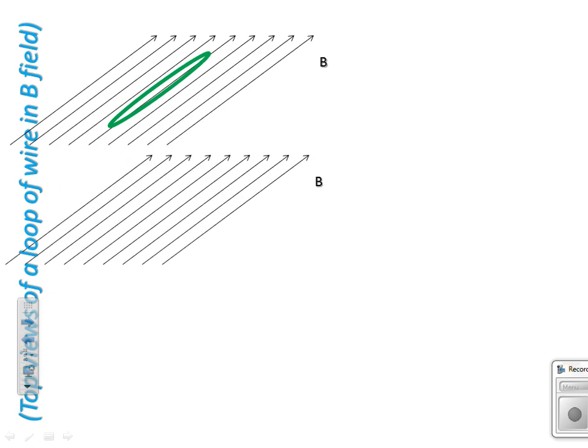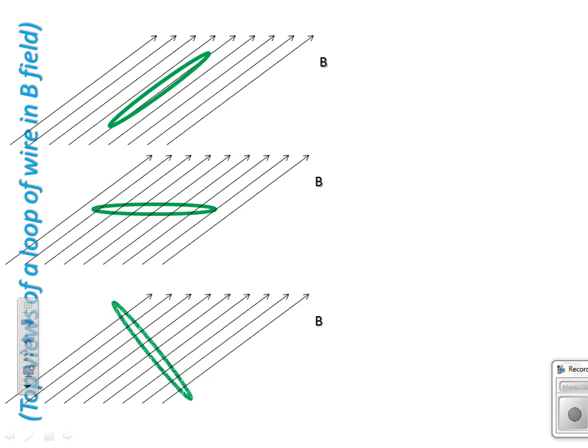All right, now some more about flux. Let's look at a loop of wire in a magnetic field that looks like so. And we're going to look at that loop in a few different orientations. The question is, is flux the same everywhere? There's the same magnetic field. There's the same area of that circular loop. But there is a difference in flux in each case.